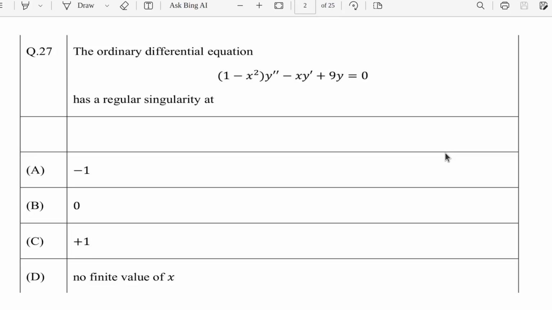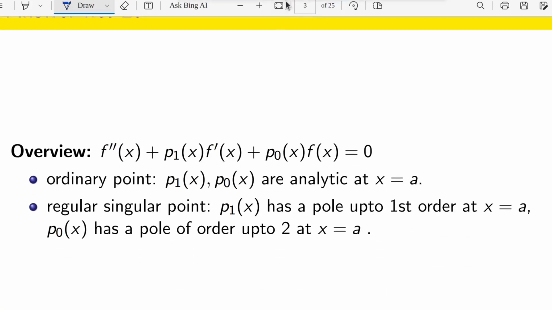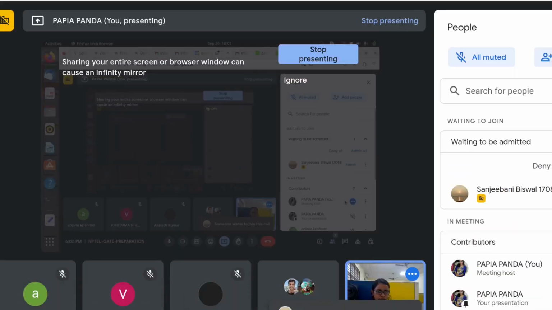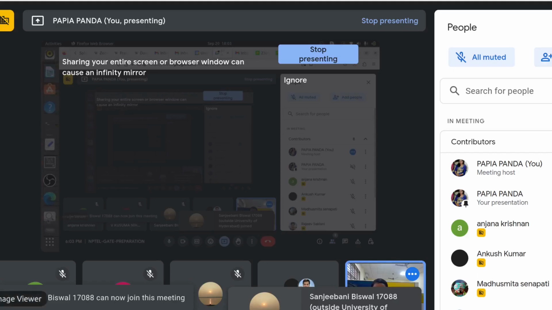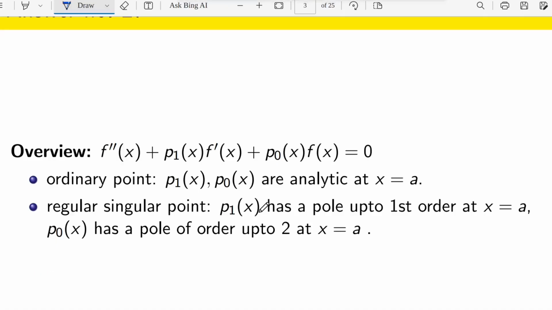First of all, we need to know what a regular singularity is, because in the question the main thing is regular singularity, and also how to calculate it. If we know these things, then we can do the question given here. So I have written here some overview.